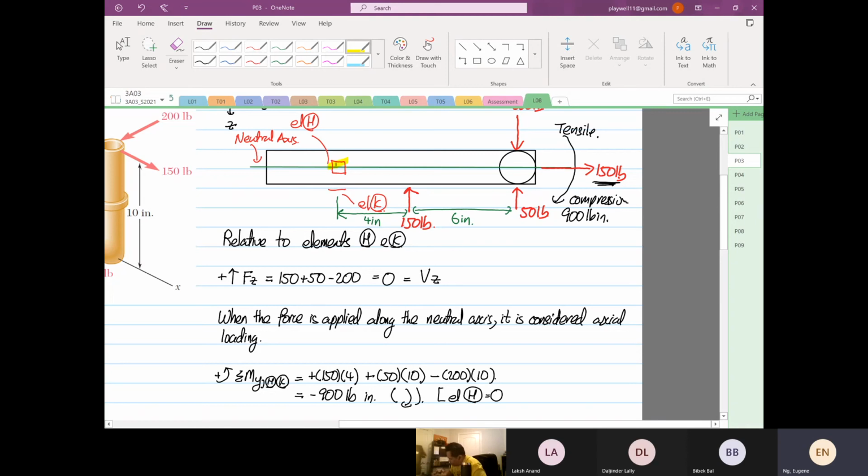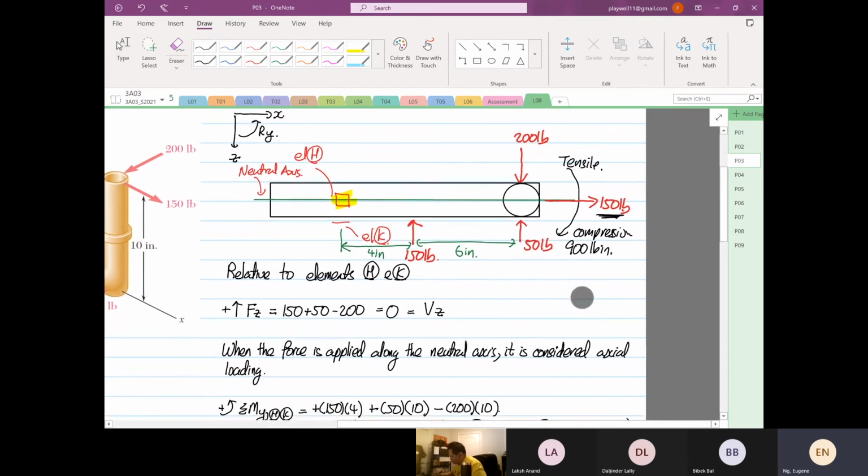Neutral axis, right? And then you can see that your element K is going to be in the compression. Okay. Then you see over here, anything else to analyze? The answer is no. Now the interesting thing is this.